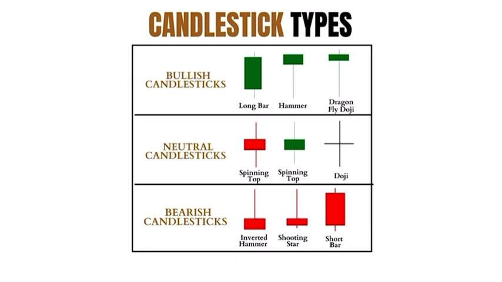So we have types of candlesticks. We have bullish candlesticks, we have neutral candlesticks, and then we have bearish candlesticks, right? As you can see the patterns here, for bullish candlesticks, we have a long bar candle, we have the hammer, we have the dragonfly doji that you see very small like that. And every one of them has a history.